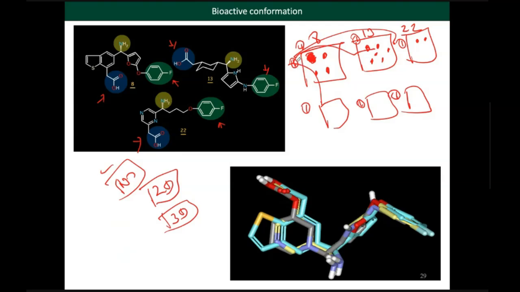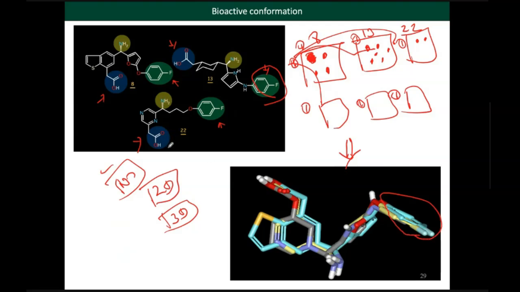In which combination most of the functional groups are superimposed three-dimensionally, that conformation is assumed as the bioactive conformation. Maybe this is slightly confusing for you. Just look at the image at the bottom, and you can easily understand. So this is the phenyl ring with F. The phenyl ring with F is present here in all the three molecules.